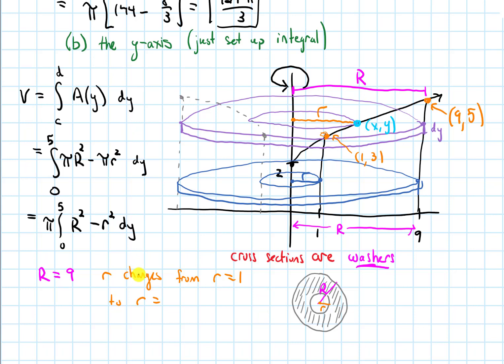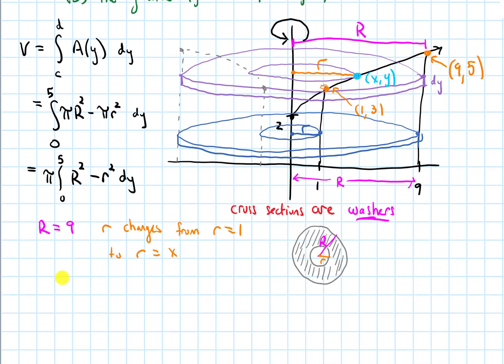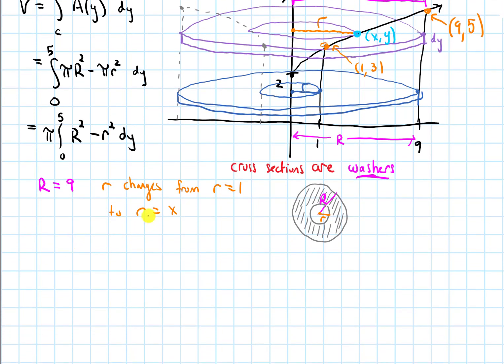Okay, so my r changes from r equals 1 for the bottom portion to this upper cross section. My r value becomes my x coordinate on that curve. This means we are going to split up our integral into 2. We will split into 2 integrals. Okay, but it's not too bad.